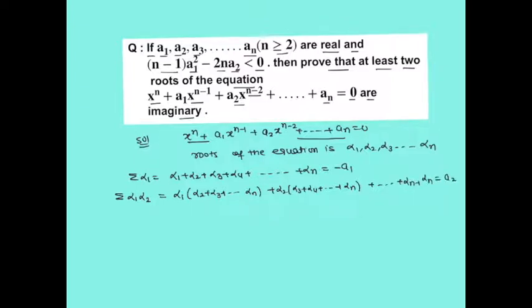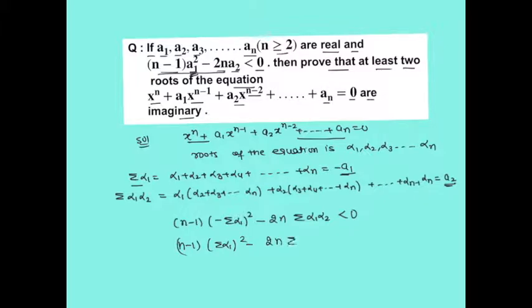equal to a2. If I put a1 and a2 value in this equation, we will get as n minus 1 into a1 whole square. So a1 is what? Minus of sigma alpha 1 whole square minus 2n a2. a2 is nothing but sigma alpha 1 alpha 2 and that is given less than 0. So this will come as n minus 1 into sigma alpha 1 whole square minus 2n into sigma alpha 1 alpha 2 is less than 0.